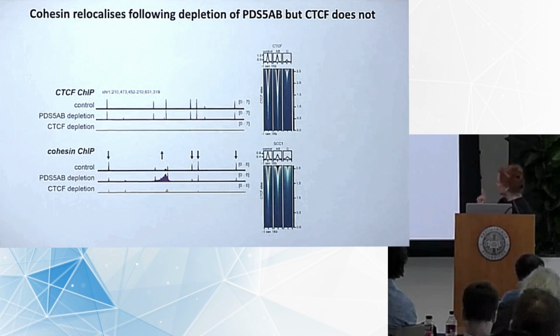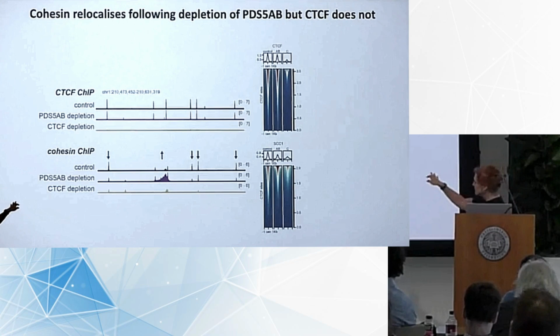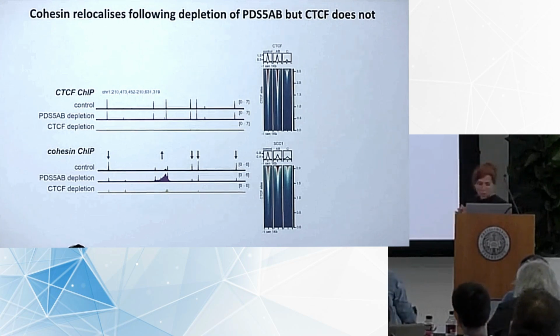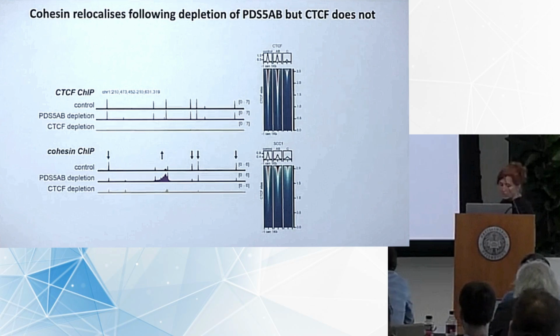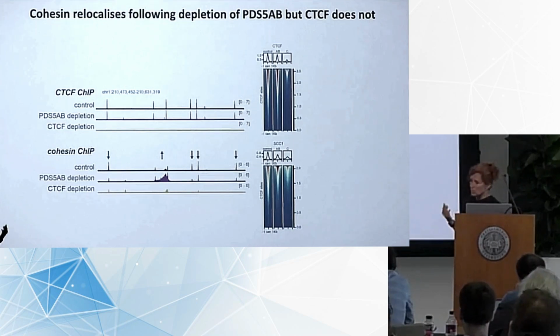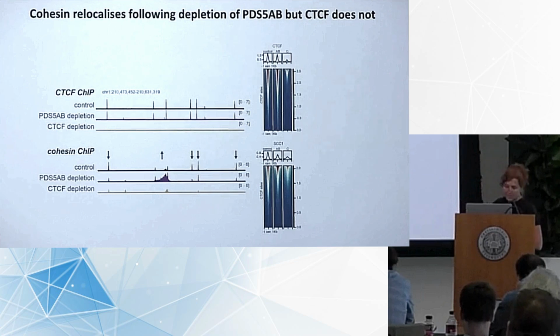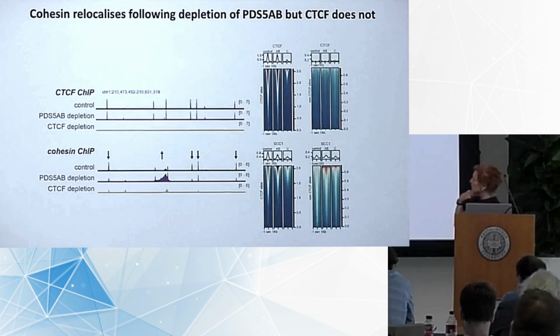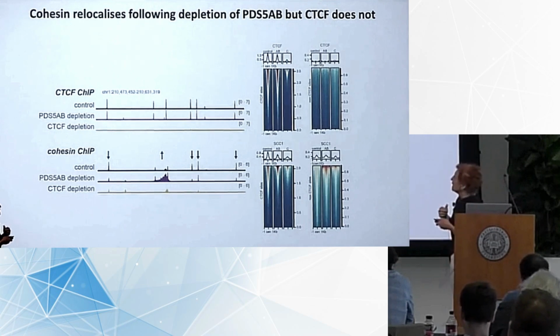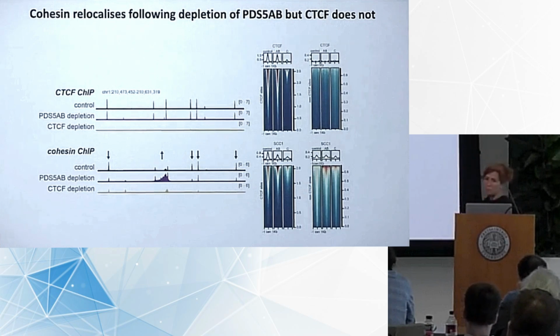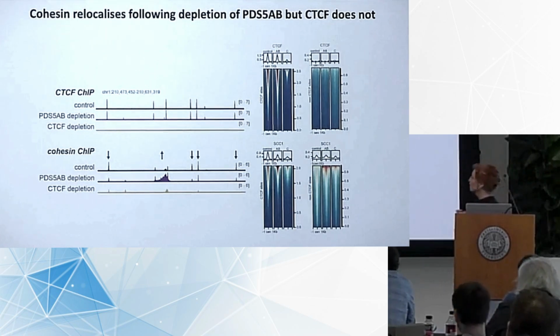Now, in PDS5AB depleted cells, we have actually more cohesin. But at CTCF sites, we see reduction. So where is this other cohesin positioned? It's very often positioned at promoters and at the sites of convergent transcription, as shown here. So it accumulates there. And if we look at the genome-wide analysis of cohesin at non-CTCF sites, then we can see an increase of cohesin upon PDS5AB depletion compared to the control.